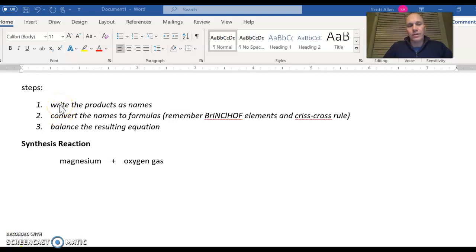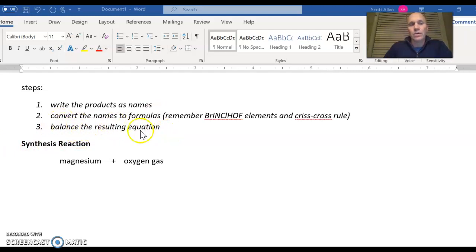In all of the reactions that you're going to be asked to predict, I always recommend that people go through 3 steps when they're doing this. I find that people make fewer mistakes if they do everything in a stepwise manner rather than trying to go straight to the correct answer. Those steps are: first, write the products as their names. When I say name, I'm talking about something like sodium chloride as opposed to NaCl. Second, convert those names into formulas. This is the step where you turn sodium chloride into NaCl, for example. And the last step is to balance the resulting equation.